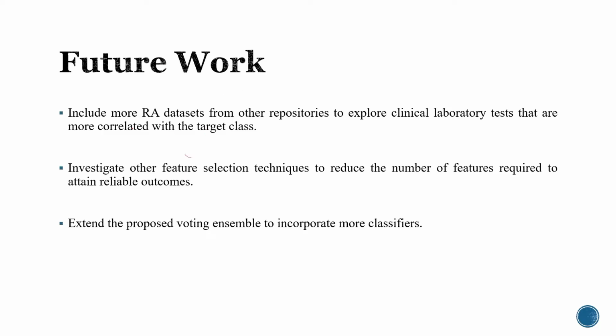Future work includes trying to include more data sets from other repositories, to explore clinical laboratory tests that are more correlated with the target class, and to investigate other feature selection techniques to reduce the number of features required to attain reliable outcomes. So we want to check other feature selection techniques because, to me, 30 is still very high. We need to bring it down to as low as maybe 5 or 6 or 7 or thereabouts.